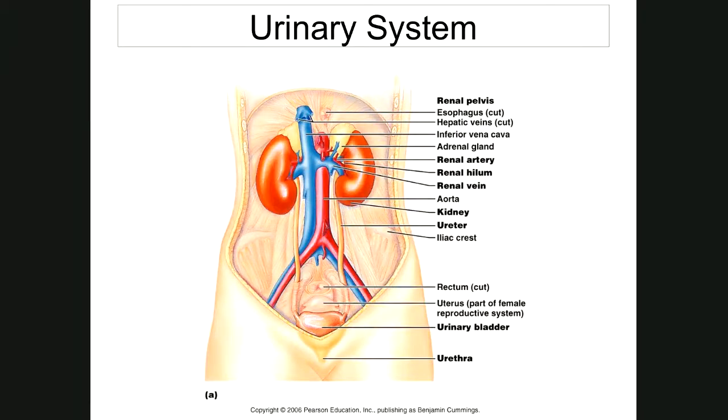Okay, let's go ahead and go over the urinary system a little bit. Hopefully you have your notes again, so get your notes out. First things first, the urinary system. The primary function is to keep the body in homeostasis by controlling the composition and volume of the blood.